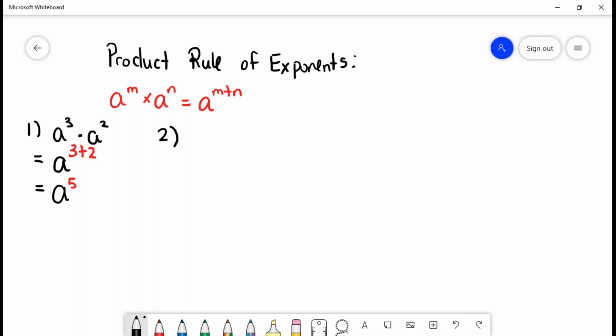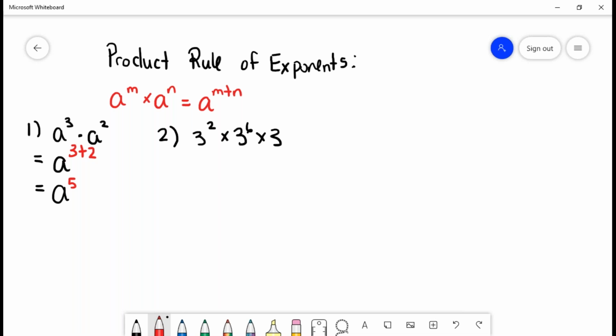So our next problem will be 3 to the power of 2 times 3 to the power of 6 times 3. So essentially, as you can see, in order to use the product rule of exponents and apply it, we have to make sure that all our values here have the same base. And yes, they do all have the same base. They all have a common base of 3.